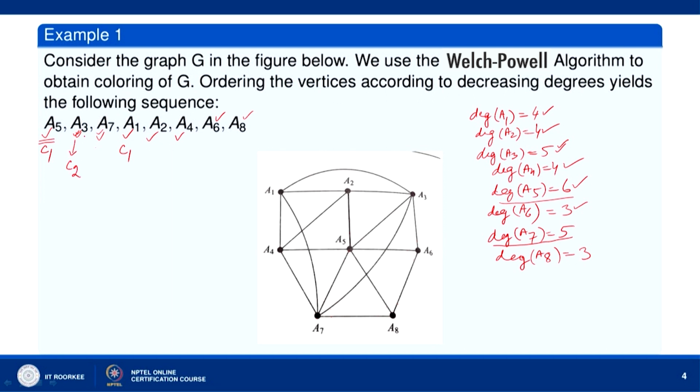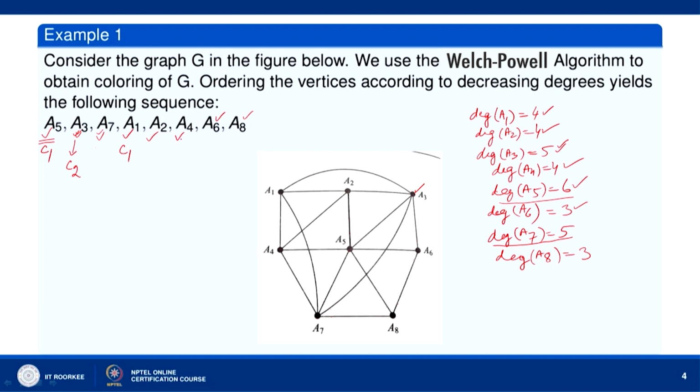Then, let us see if A7 is adjacent to A3. A3 is here. A7 is here. A3 is adjacent to A7. They are joined. So, A7 is adjacent to A3, and therefore we leave A7. A1 has already been assigned a color. A2 is adjacent to A3, so we leave it. A4 is not adjacent to A3.